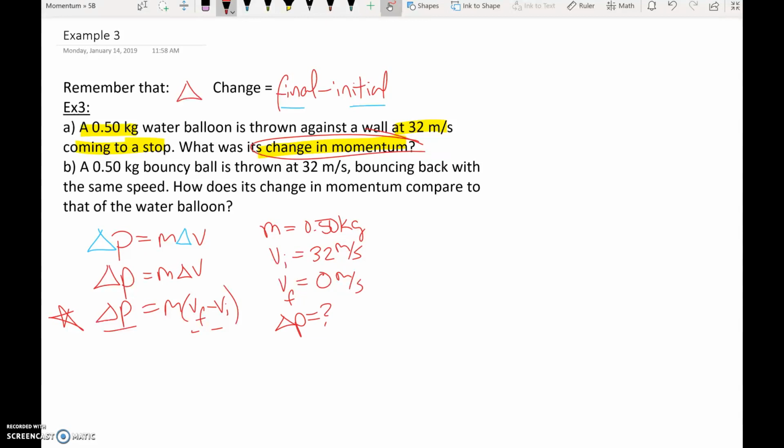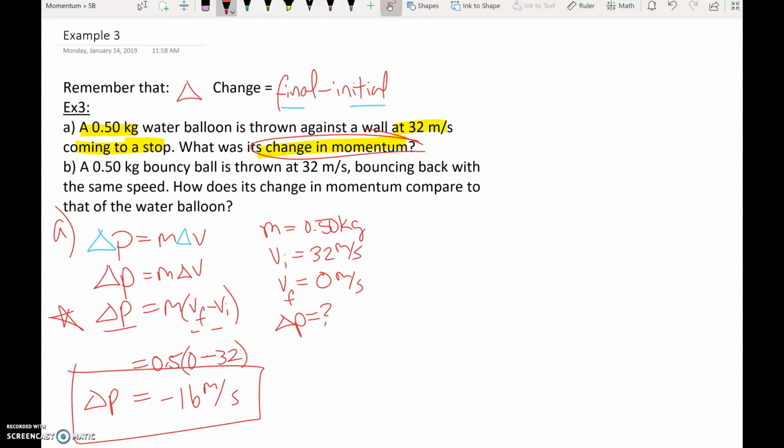So I'm going to come over, put this information in over here. So we're looking at 0.5 times our final velocity, 0, minus our initial velocity, 32. And this gives us negative 16 meters per second. Whenever your momentum decreases, it's always going to be a negative. So that is our A. Change in momentum is going to be negative 16.